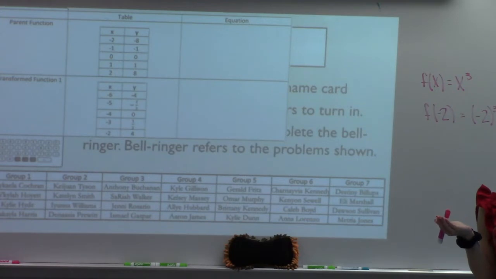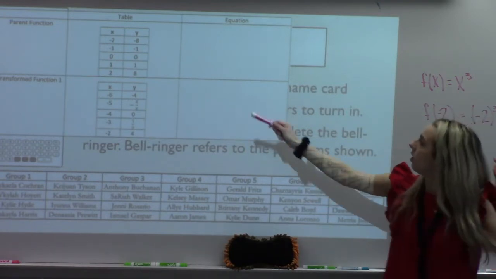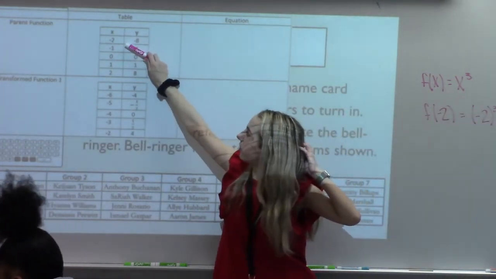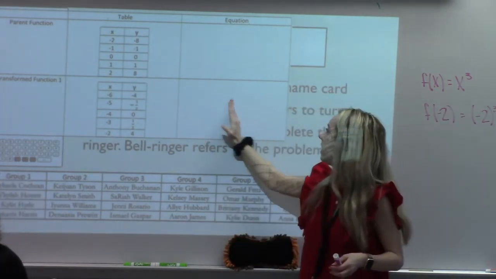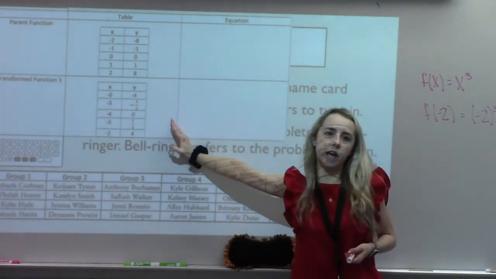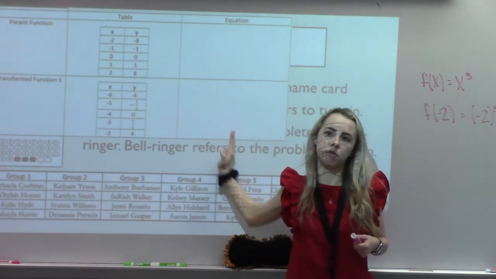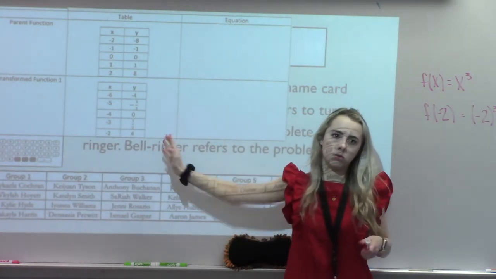Because it's a horizontal translation. It's going to the left. And it's subtracted by 4. Okay, so if this first x coordinate starts at -2, and then we move 4 units over to -6, which direction did we move? Left.